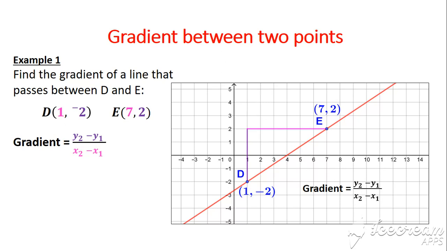So now let's substitute into our gradient formula. We're going to go y2 minus y1, which is 2 minus negative 2. And we're going to go 7 minus 1, which is x2 minus x1 on the bottom. Now, be careful with the top. 2 minus negative 2 is the same as going 2 plus 2. And on the bottom, 7 minus 1 is 6. So we end up with 4 on the top and 6 on the bottom. This line rises up 4 squares and runs across 6 squares. But we could simplify that down to 2/3 if we prefer.